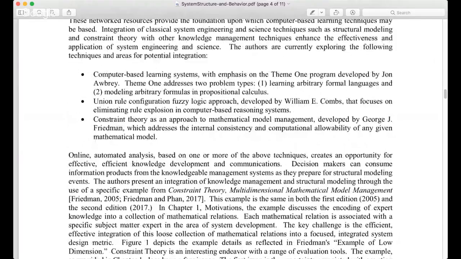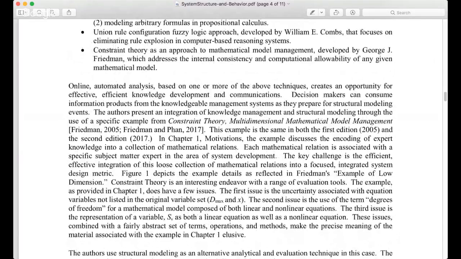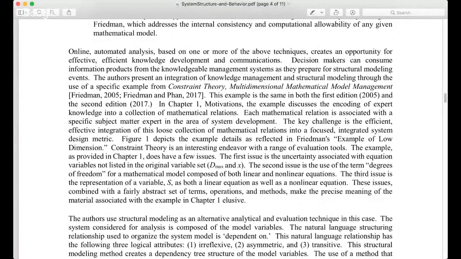So we did an analysis of the constraint theory. The first example of low dimension, we'll look at here in a little bit. Essentially, this is interesting because in this example of low dimension, we run into some uncertainty. And constraint theory is designed to reduce complexity, and one of the ways you reduce complexity, of course, is to reduce uncertainty.